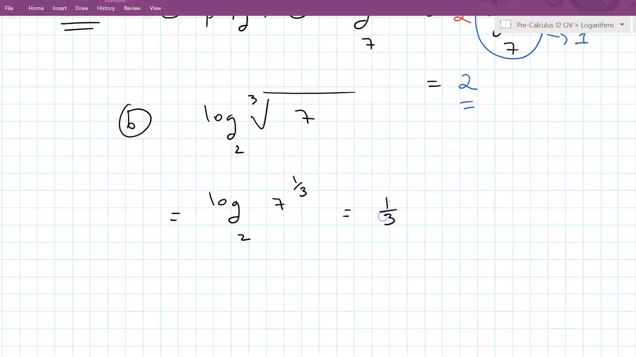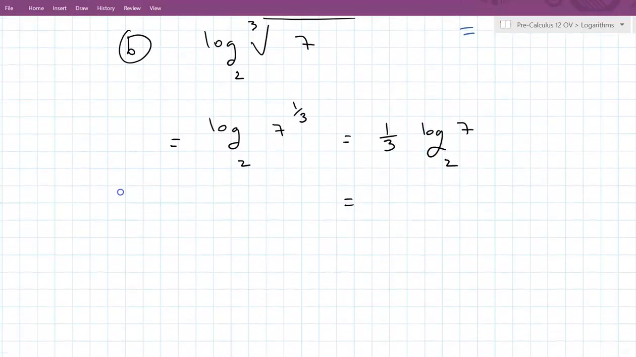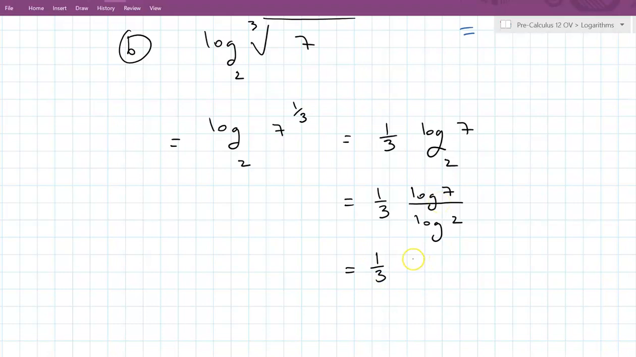That becomes 1/3 to the front times log of 7 base 2. Great. Now we're going to use the law of interchanging the bases. So now base 2 becomes base 10, so that we can use our calculator. Most calculators computing log values are on base 10. So that's what we need to do. So let's go to the calculator. So here all we have to do is 1/3, and then in our calculator we do log of 7 divided by log of 2. Whatever we get, we multiply it by 1/3.